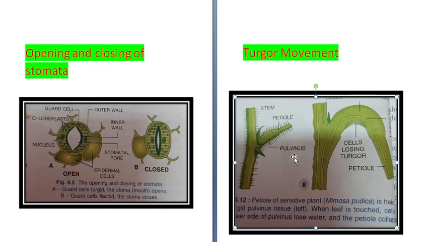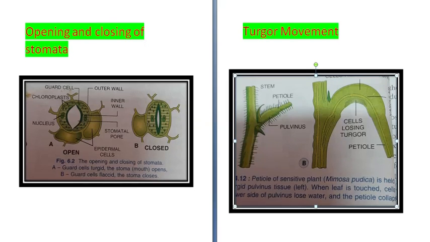Now somewhat similar turgor movements are found in insectivorous plants which entrap a living prey. Even there are certain plants, the flowers of which bend towards the sun, and the sleep movement of the leaves of certain plants at night, they are also due to turgor pressure.